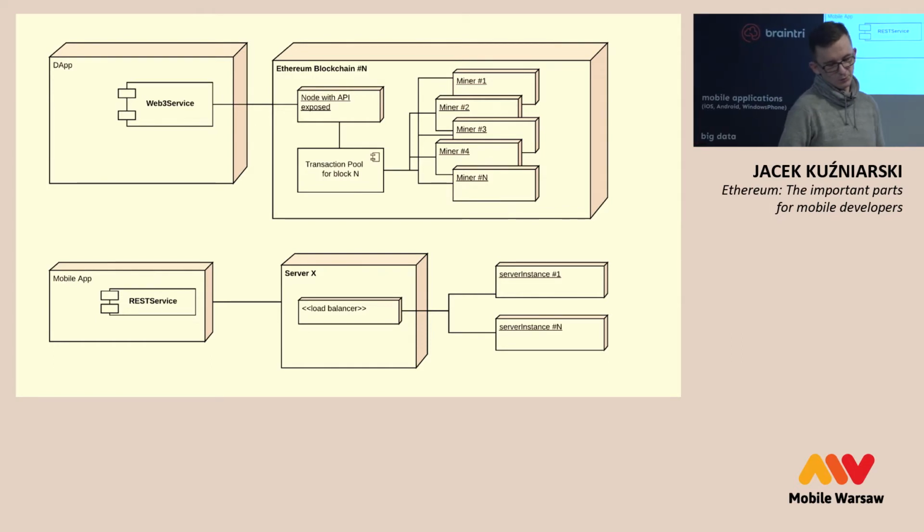This is the wrong order, but looking at the bottom, we have the basic REST API connection. You have some REST service, right? It connects to a server, and maybe there's a load balancer, and it will split the connection to the other servers, other instances, and we have the response immediately.